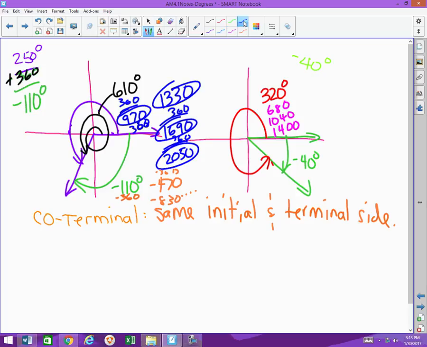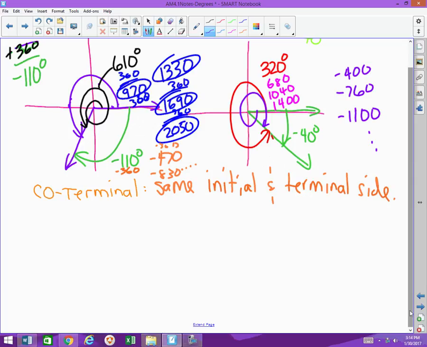Well, now if I want to find another coterminal angle that is negative, that would be this way around. So that's a negative 400, and then a negative 760. And then if you subtract 360 from that, that's a negative 1100, and so on and so forth as well.